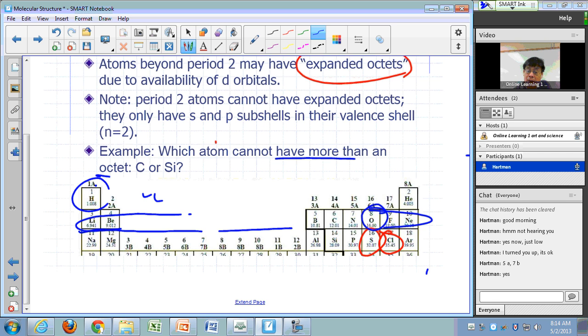Can hydrogen have an octet? No. In fact, the only thing hydrogen can do is have a duet, right? One more electron, because then that would fill up the first shell. So the valence shell of hydrogen is the first shell. In a 1s orbital, you can only accommodate up to 2 electrons.